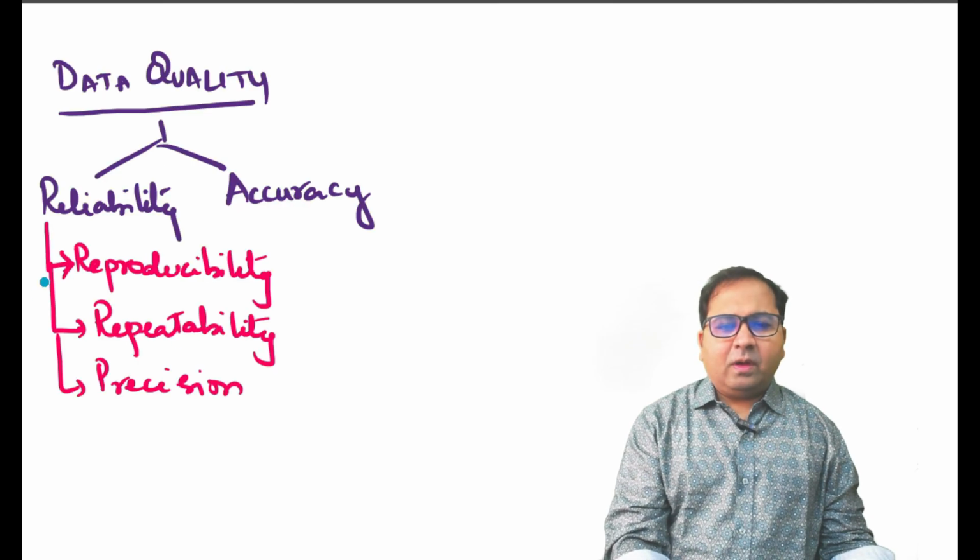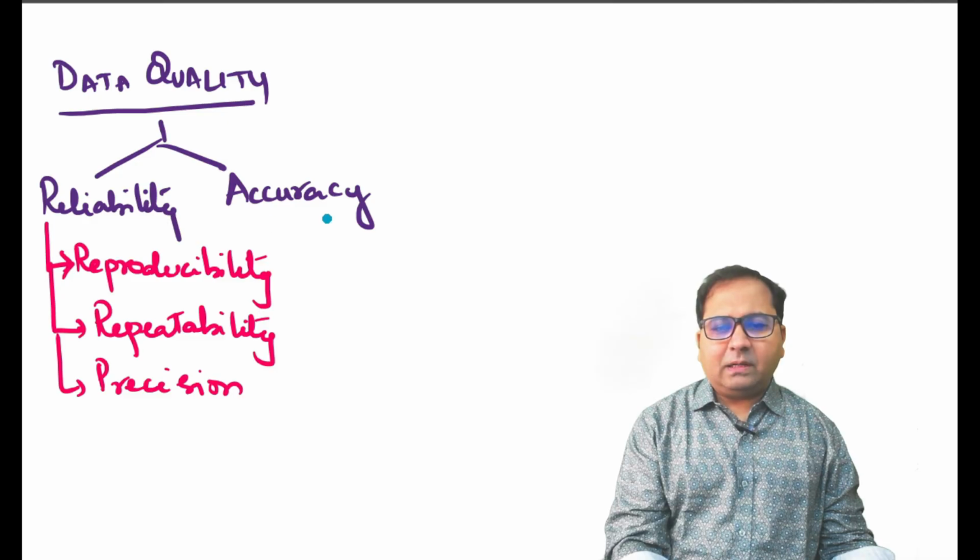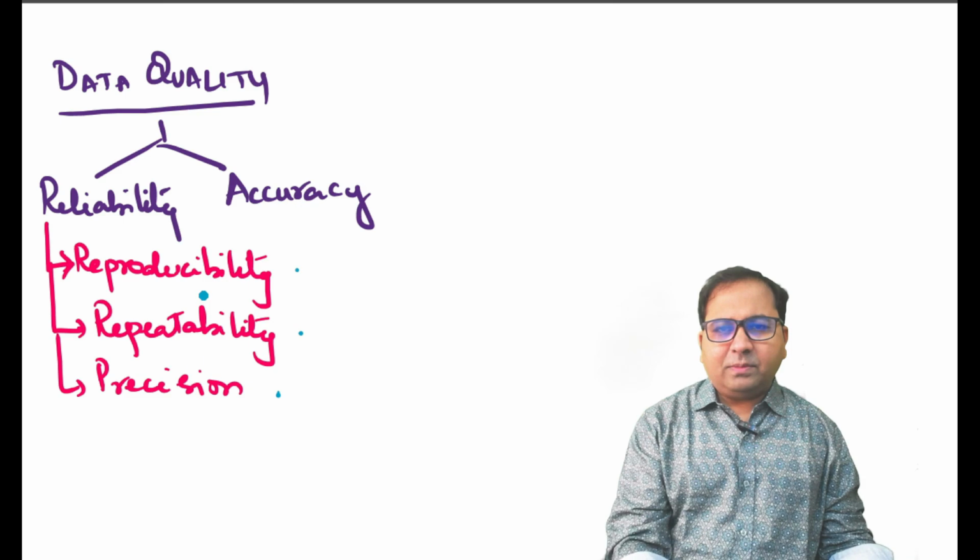See, data quality has two important components. One is reliability and another one is accuracy. So reliability will have reproducibility, repeatability and precision. All these three things are the components of reliability, which is helpful in data quality. Another one is accuracy. So data quality has reliability and accuracy. Reliability in turn will have reproducibility, repeatability and precision.